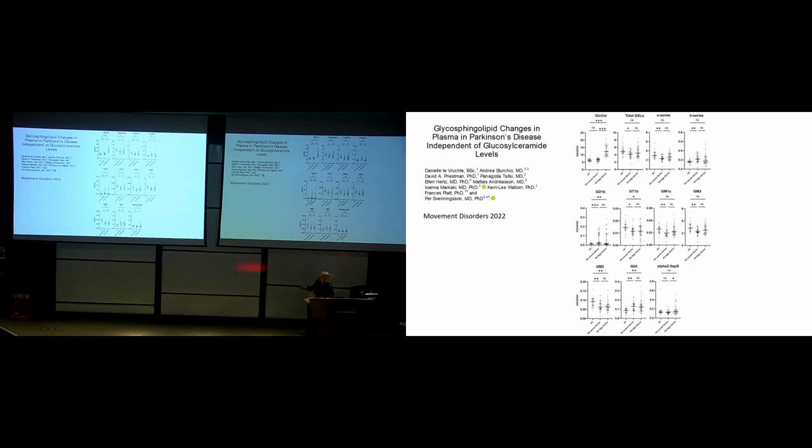And when you look at the changes, for example, if you look at GM2 ganglioside down here, it's down in both populations. And this was true for other glycolipids as well. So it's not that the change in glucosylceramide drives secondary changes in other glycosphingolipids. These things seem to be independent of one another.